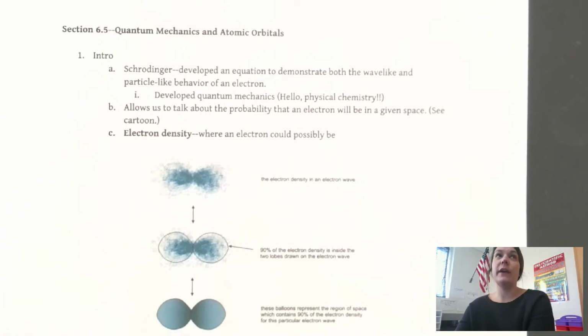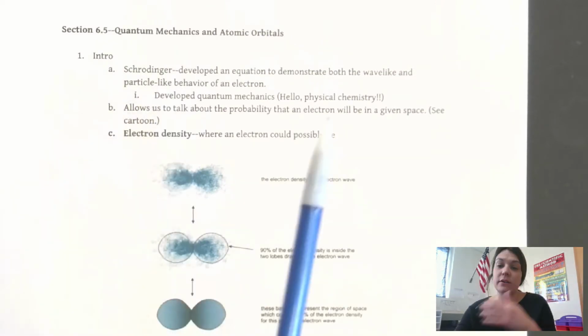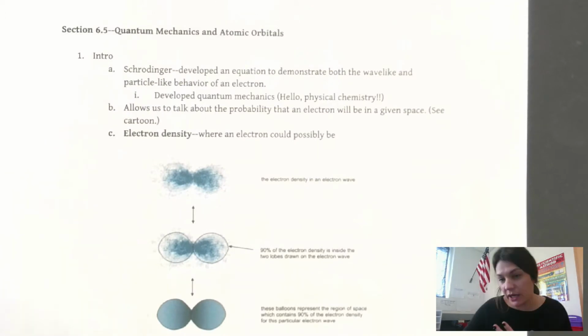So in the last section, we talked about the fact that we can't see where electrons are at any point because they're moving too fast and because they're super tiny, okay? So Schrodinger comes along and develops this big, long, calculus-related equation to demonstrate both the wave-like and particle behavior that an electron has. Because we have to remember that light doesn't have mass or take up space. So it's not matter, okay?